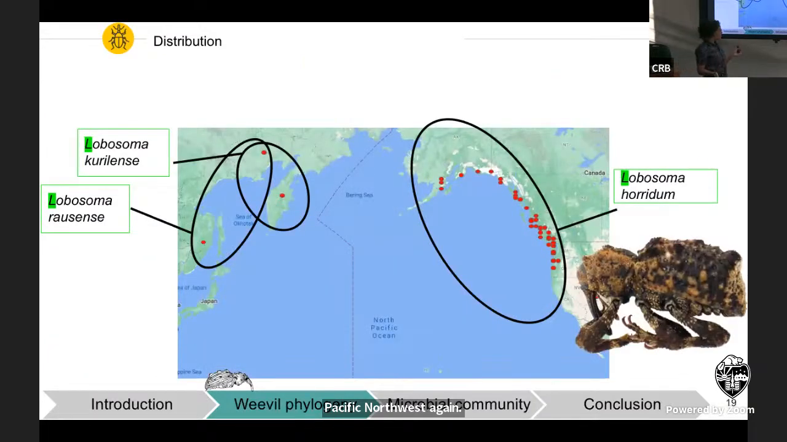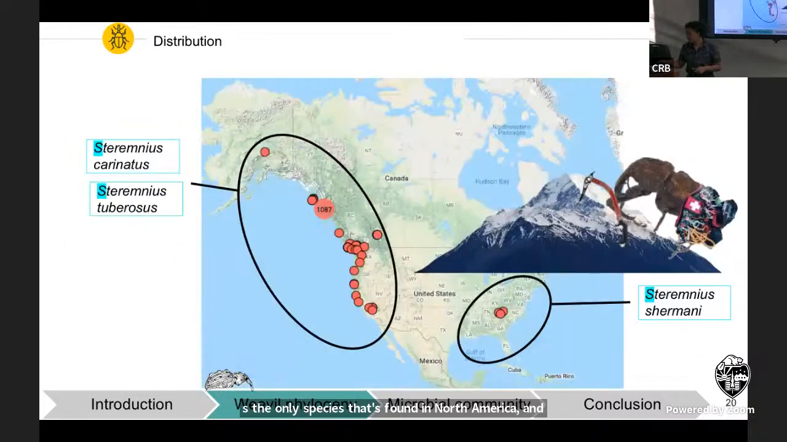And for the rest of the talk, I will be focusing solely on Lobosoma hirudum, because even though Lobosoma as a genus has that amphi-Pacific distribution, two of the species in Lobosoma are only found in the Palearctic region, so in Japan and Russia. Those are rossicum and curvicum. So for my talk, I will be focusing only on hirudum, which is the only species that's found in North America and has that typical Pacific Northwestern distribution.